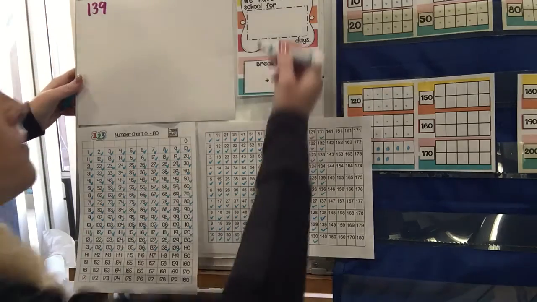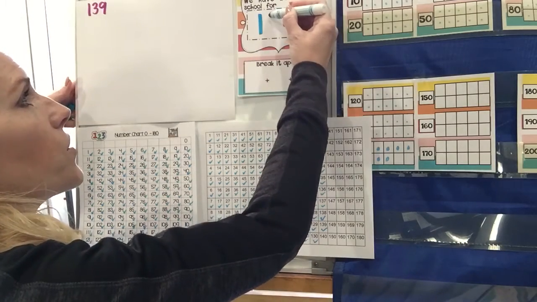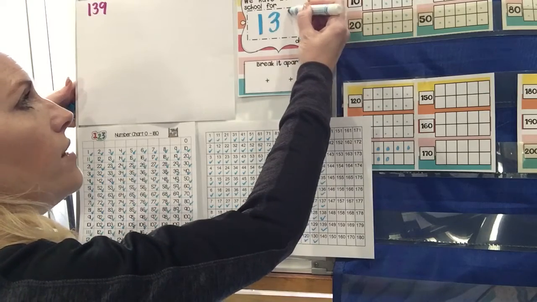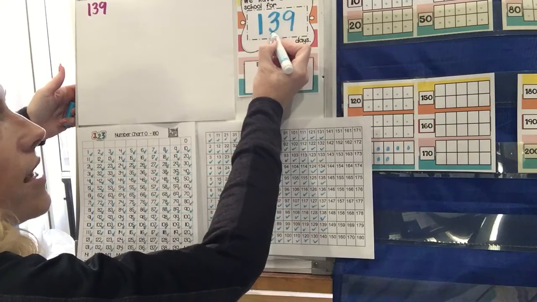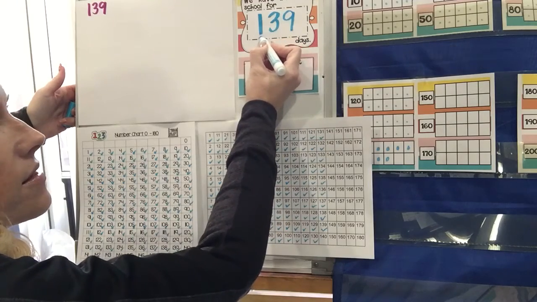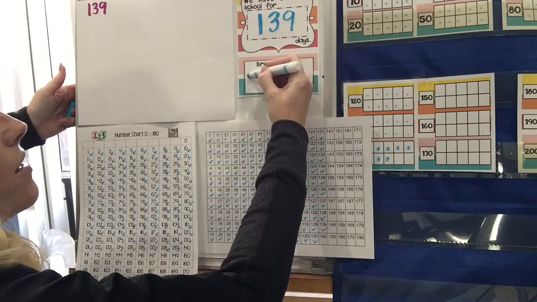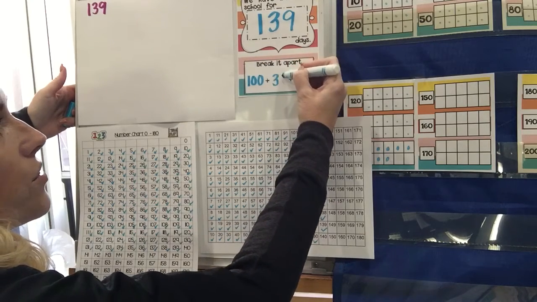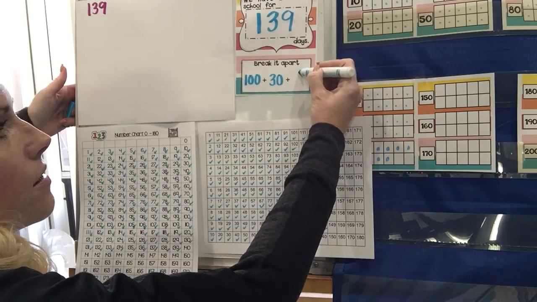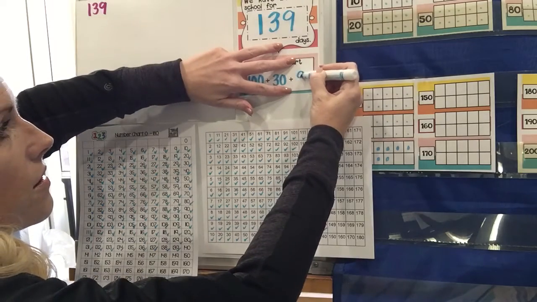So I'm going to write 139. So we've got the ones place, the tens place, and the hundreds place. So we've got 100 plus 30 plus 9.